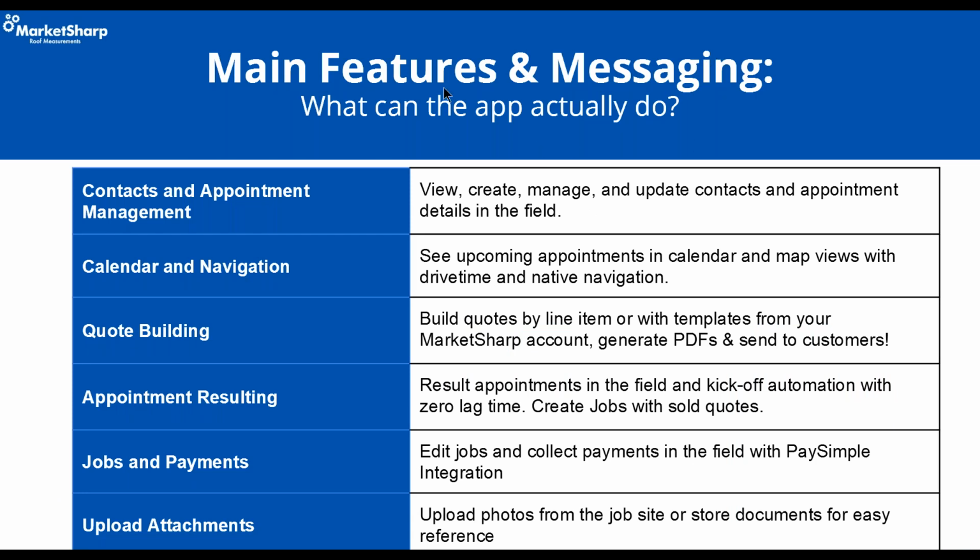Main features and messaging. Here's what the app can actually do. You're going to be able to view, create, manage, and update contacts and appointment details in the field. As far as the calendar and navigation goes, see upcoming appointments on the calendar with map views, drive time, and native navigation built in. Quote building: build quotes by line item or with templates that are in the app from your MarketSharp account. It's going to allow you to generate PDFs and send them to customers for the quotes. Appointment resulting: result appointments in the field and kick off automation with zero lag time.